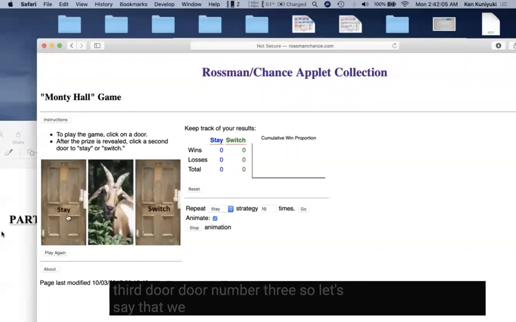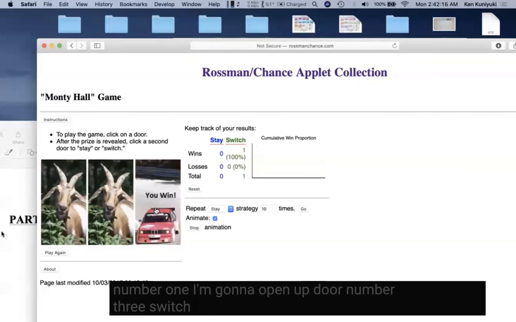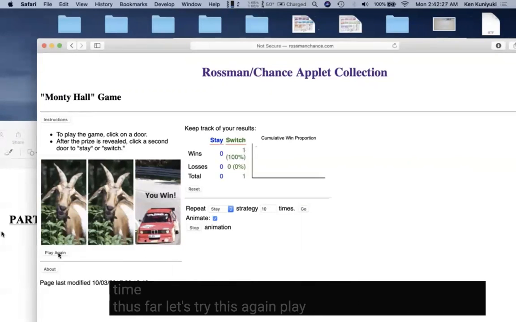So let's say that we always employ a strategy of switching. We're going to play that game. So instead of staying on door number 1, I'm going to open up door number 3. Switch, and I win the car. You can see that I register the win, and you see that dot there. I've won 100% of the time thus far. Let's try this again. Play again.